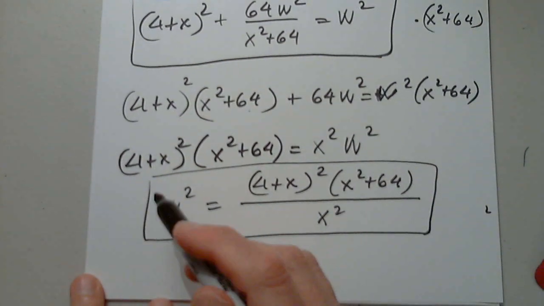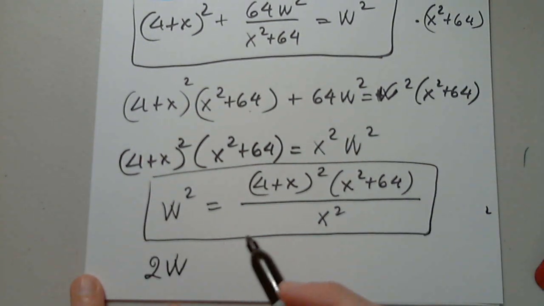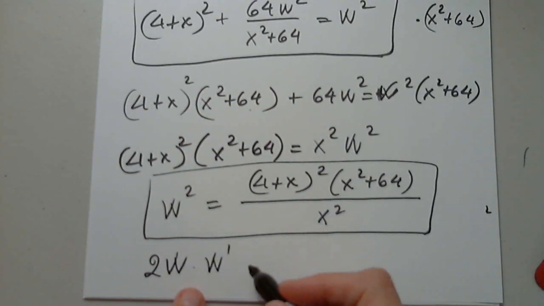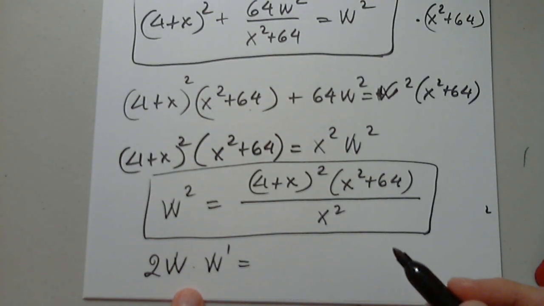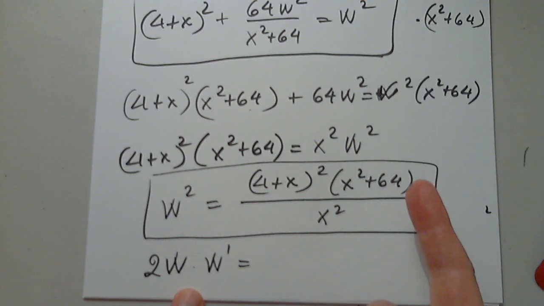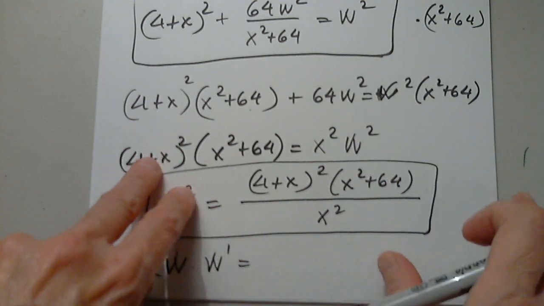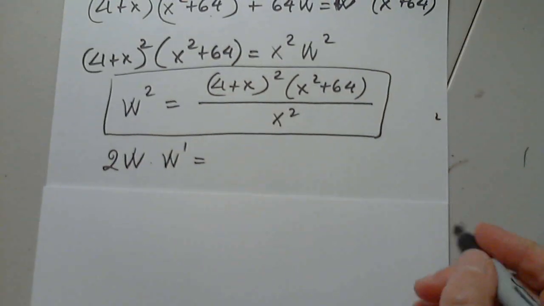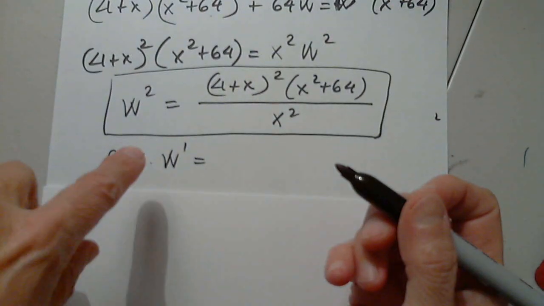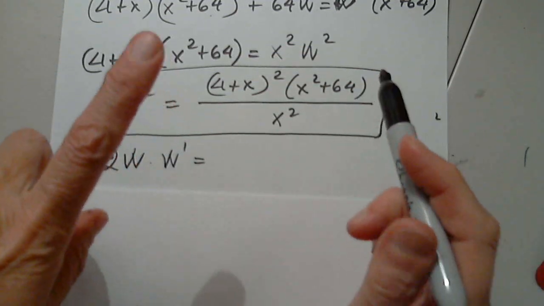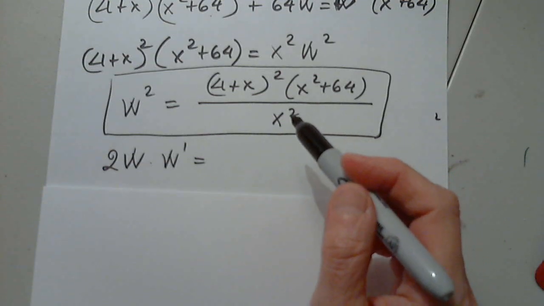So I will differentiate the left-hand side. 2w times, of course, w prime equals. I have to differentiate this. I have to do it. But I had to cry a little bit first. I want to simplify it a little bit before I differentiate it.